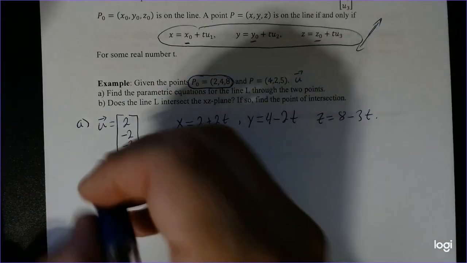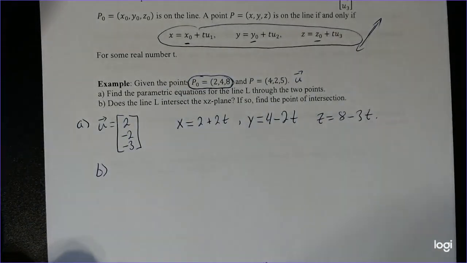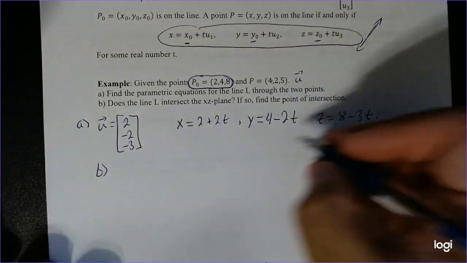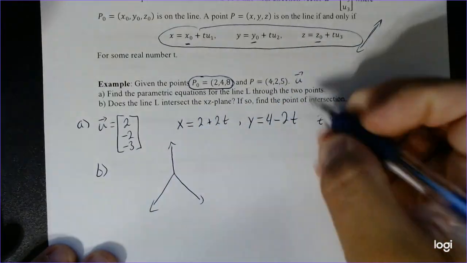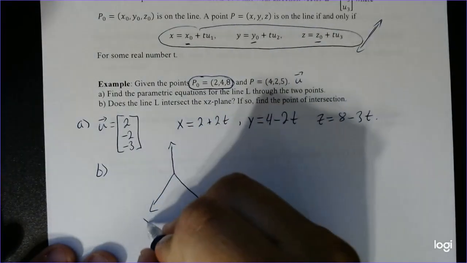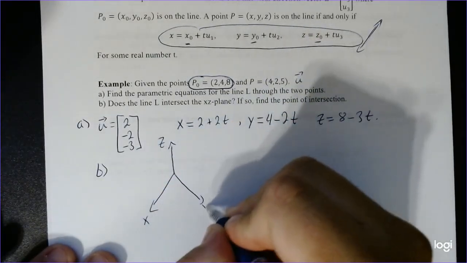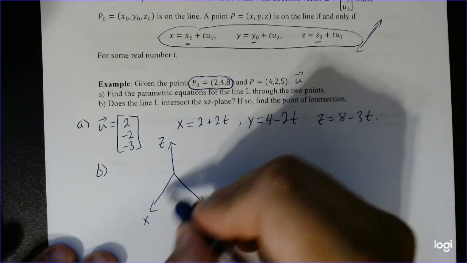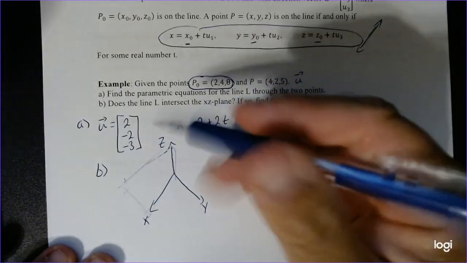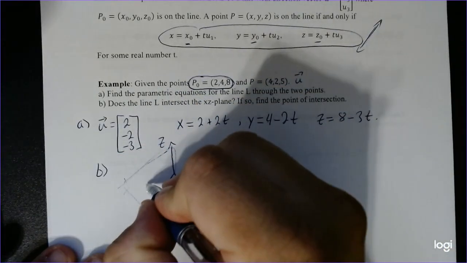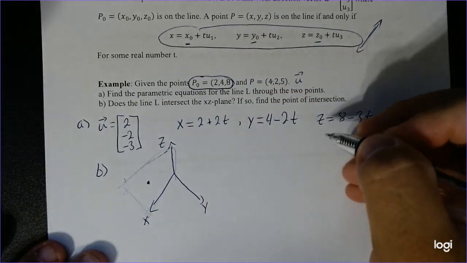Okay. Now, the next one's a nice, interesting one. Does the line L intersect the xz plane? If so, find the point of intersection. Okay. So for this one, let's just go over the visualization. What's going to happen here? This is an interesting part. We're talking about the xz plane. So this plane right here, right? This flat surface going in this direction. So given an arbitrary point on that, what does that look like?